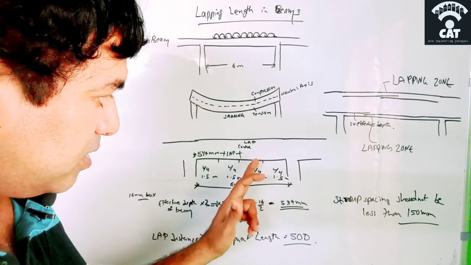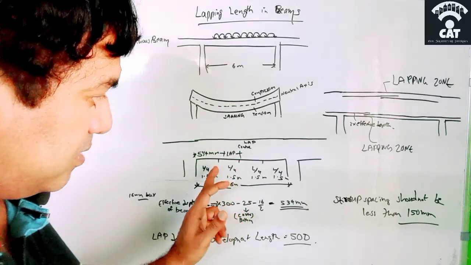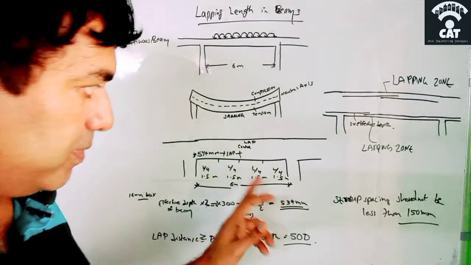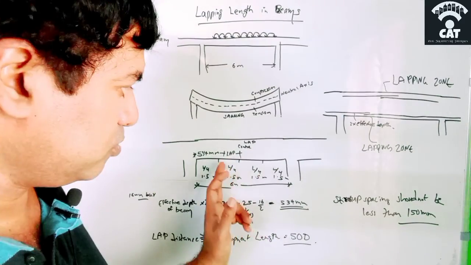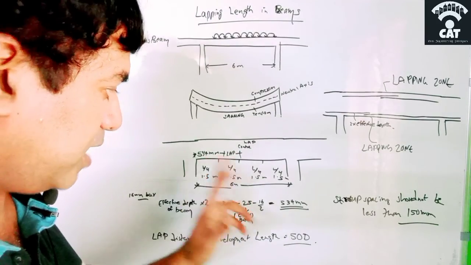So from the center you have to move away, and also from this corner you have to move away, and at this distance, the effective depth of the beam into 2, then you can provide the lap here or here. These two sides it is possible. So lapping should come into that area only.